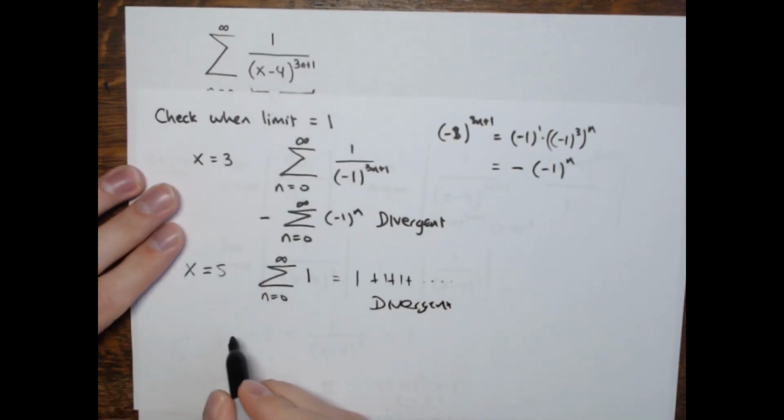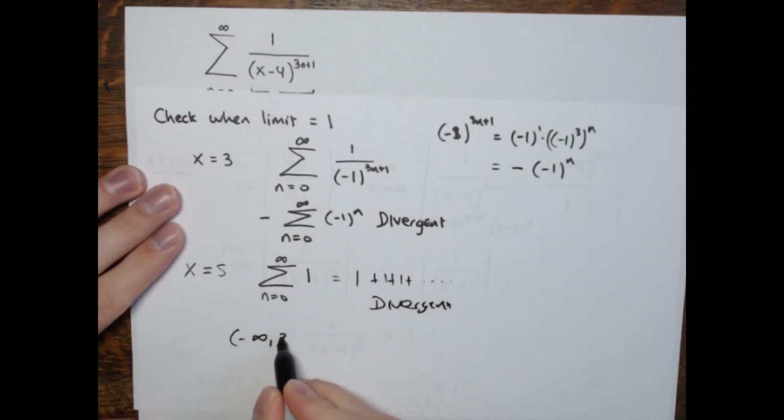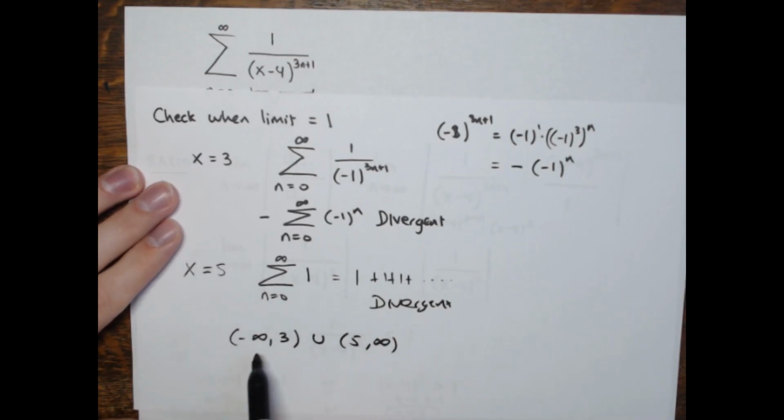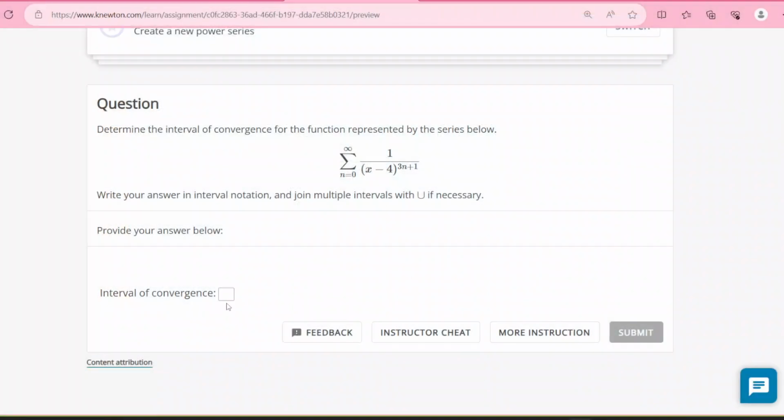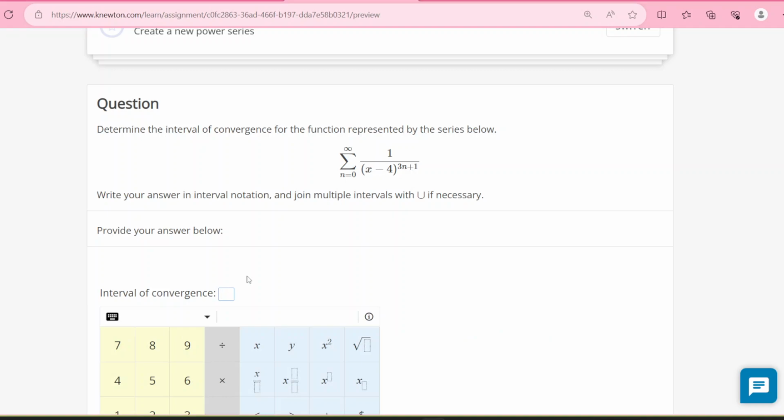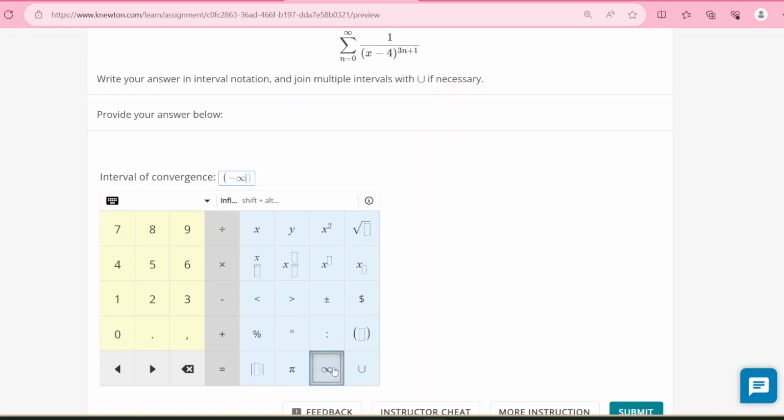So the interval of convergence here are all the values less than 3 or the values greater than 5, right? That's what they're saying. Use the union symbol if there's a break in here. Here's your interval of convergence. So interval notation, right? Negative infinity to 3, union, and they got the union symbol here, and then from 5 to infinity, but parentheses on the 5, right? We said 5 was not making that series convergent.